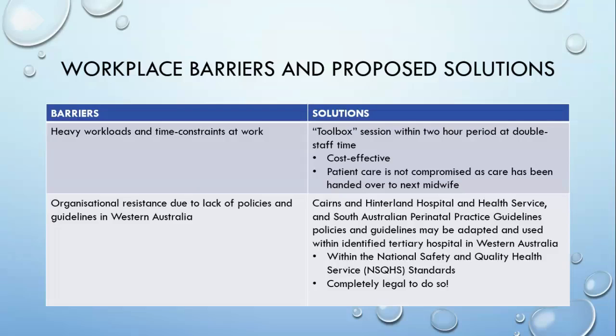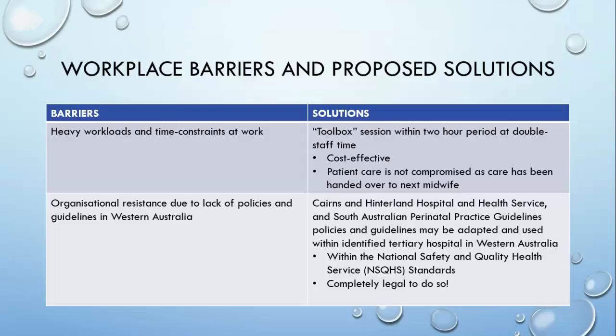And the other workplace barrier that has been identified commonly is organisational resistance because of the lack of policies and guidelines in Western Australia. Now, the Cairns and Hinterland Hospital and Health Service and the South Australian Perinatal Practice Guidelines actually have policies and guidelines for the administration of sterile water injections. And as per the National Safety and Quality Health Service standards, it outlines that hospitals can take policies and guidelines from other hospitals and adapt them to be used in their hospital or their work environment.